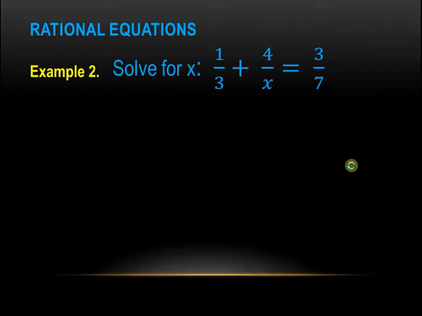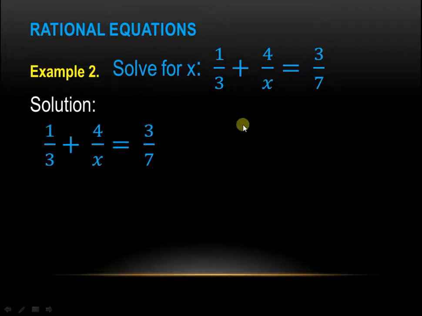Solve for x, given 1 over 3 plus 4 over x is equal to 3 over 7. At this point, it is not advised to do the cross multiplication. So what we're going to do is to first focus on this side by making it a single rational expression. So we're going to find the LCD of this expression. So our LCD is 3x. If you forgot how to get the LCD, I'll link the videos below for your recall.